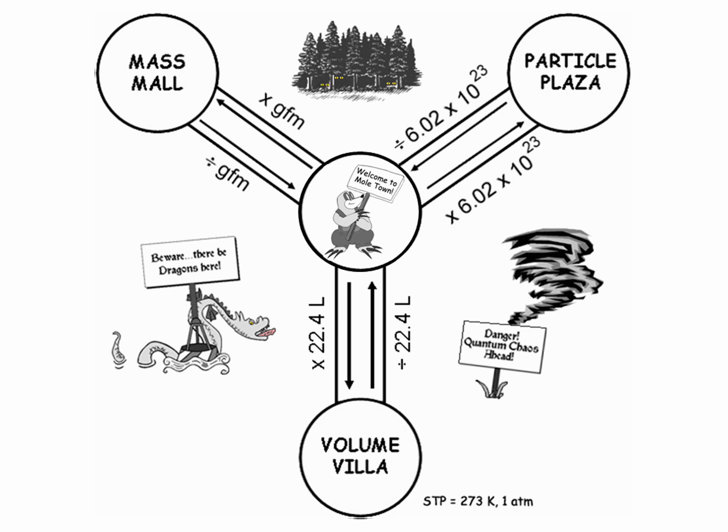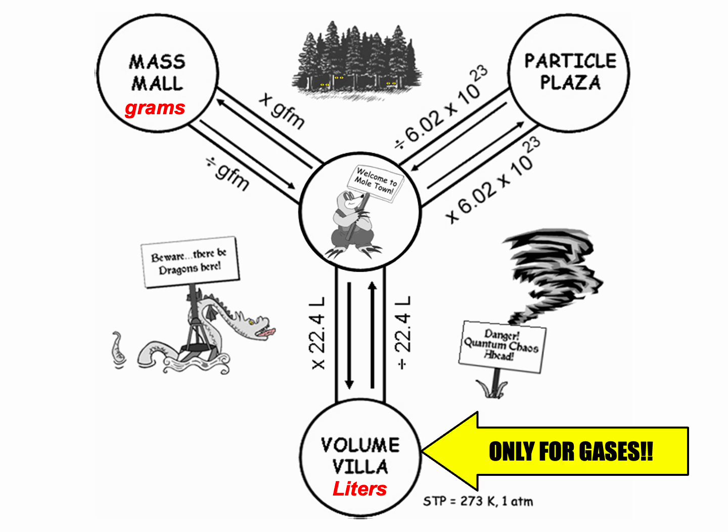So Mass Mall is whenever you're talking about grams of something. And then we have Volume Villa. So this is going to be liters of a gas at STP. At STP, we're going to talk about this some more later, but it just means that you can use this visual aid as a conversion tool.